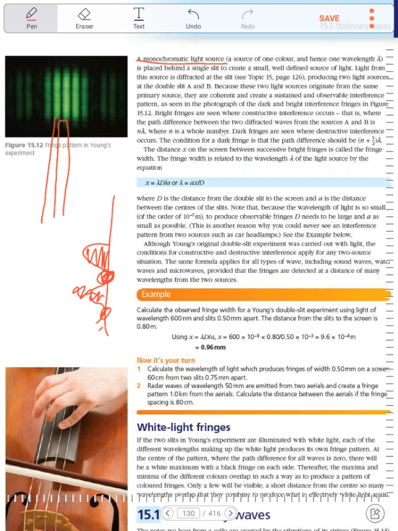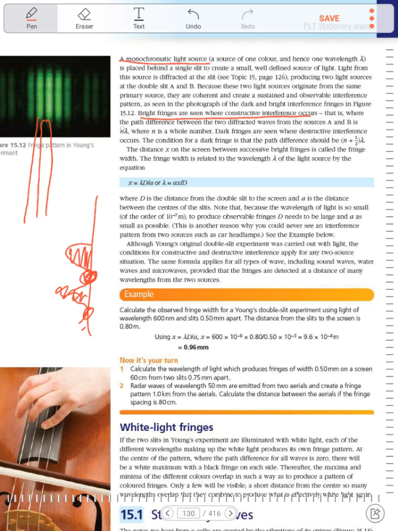Bright fringes are seen where constructive interference occurs. That is where the path difference between the two diffracted waves from the sources A and B is n multiplied by lambda, where n is a whole number or integer. Dark fringes are seen where destructive interference occurs. The condition for a dark fringe is that the path difference should be (n + 1/2) multiplied by lambda.